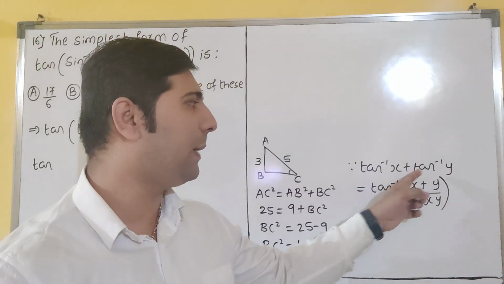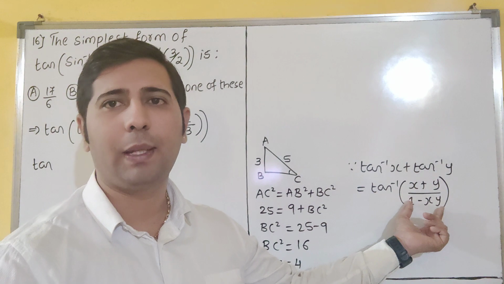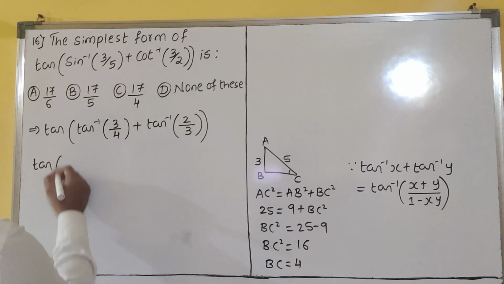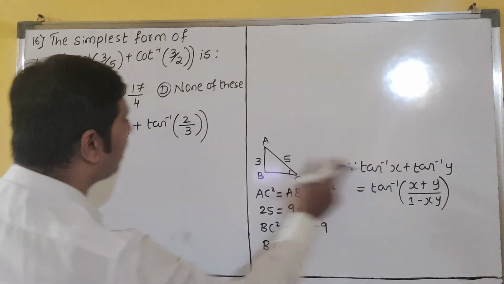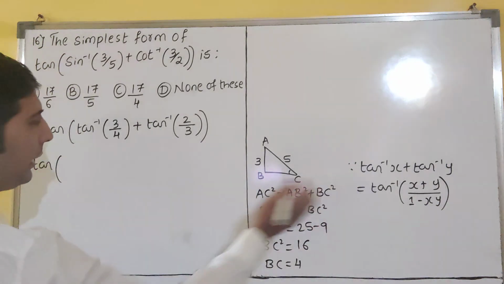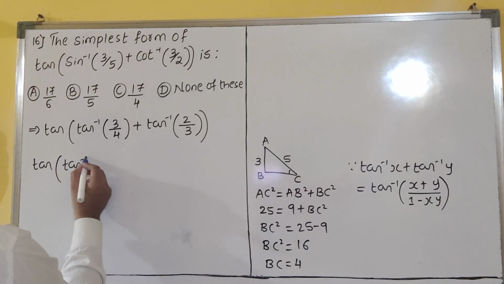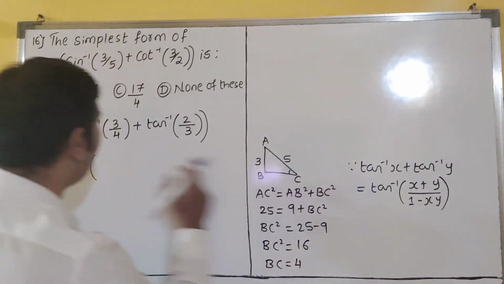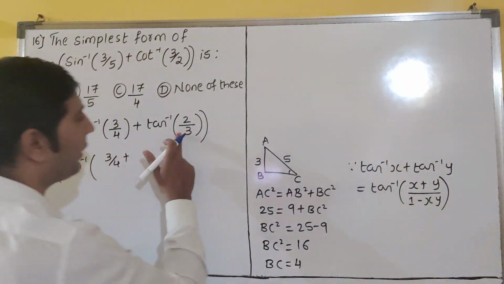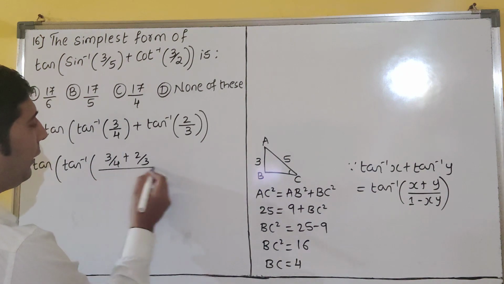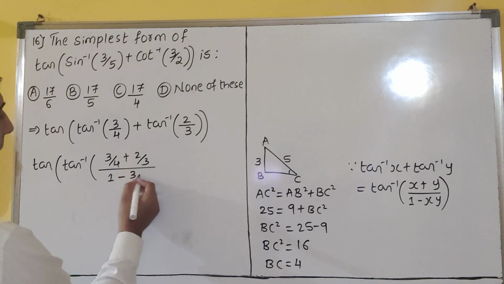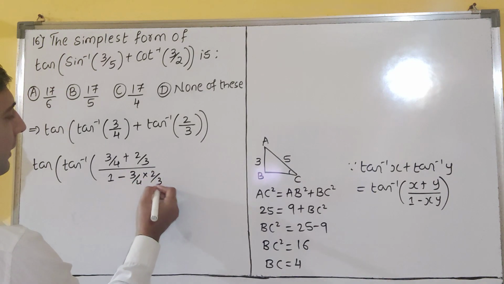So tan inverse x plus tan inverse y is tan inverse of x plus y divided by 1 minus x into y. So now tan inverse x. X is what, dear students? 3 by 4. Y is what? 2 by 3. You substitute in the formula. Tan inverse x is how much? 3 by 4 plus y is how much? 2 by 3. Now you simplify below, 1 minus x into y. X is what? 3 by 4. Y is 2 by 3, dear students.